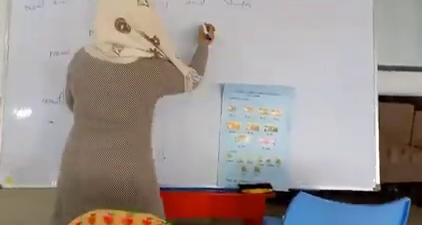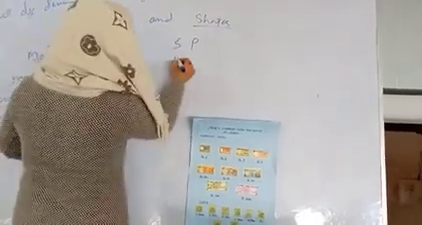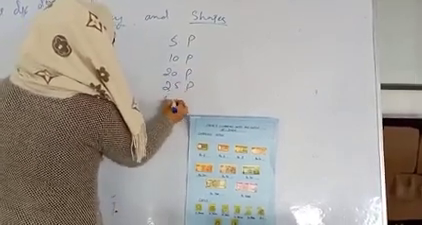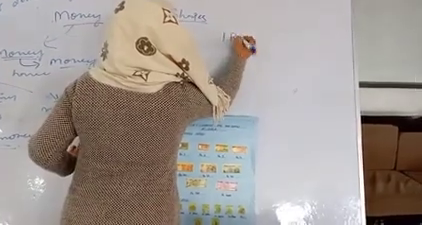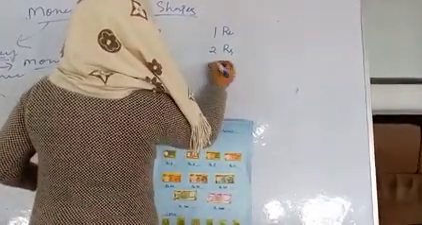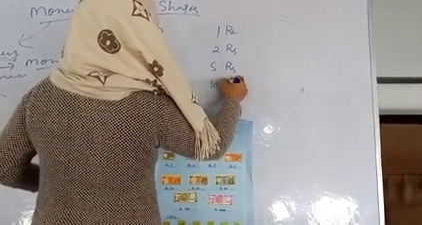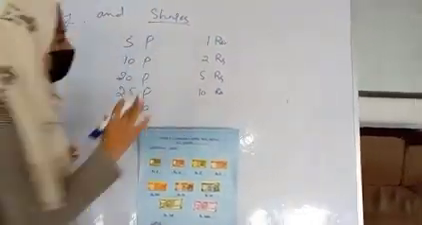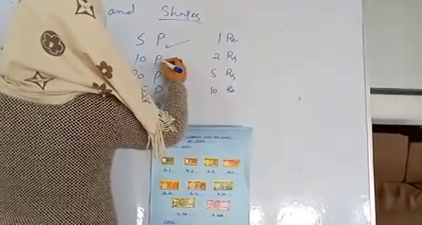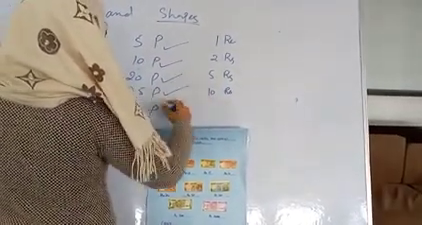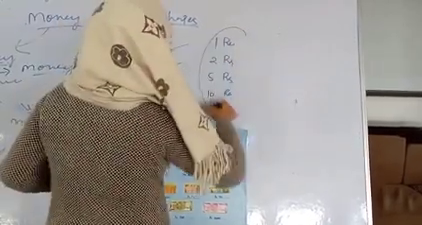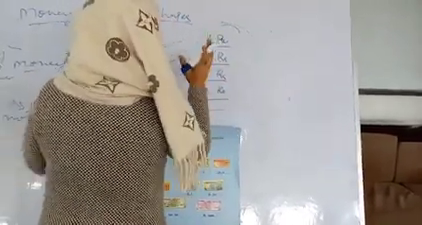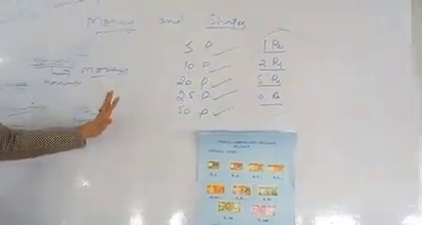So here we have 5 paisa, 10 paisa, 20 paisa, 25 paisa, 50 paisa, 1 rupee, 2 rupees, 5 rupees and 10 rupees coin. These are all metallic money. But at this time we are not using 5 paisa, 10 paisa, 20 paisa, 25 paisa and 50 paisa. We are currently using 1 rupee, 2 rupees, 5 rupees and 10 rupees.